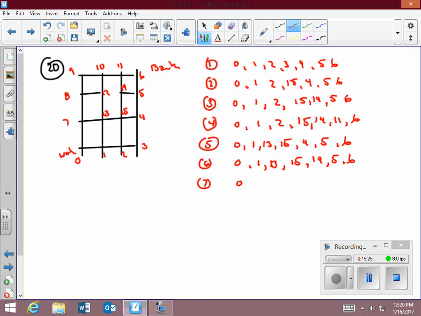So you go 0, 1, 13, 15, 11, say 14, 11, 11 and 6. Now you've exhausted everything going from 0 to 1 to 13 and over to 15.